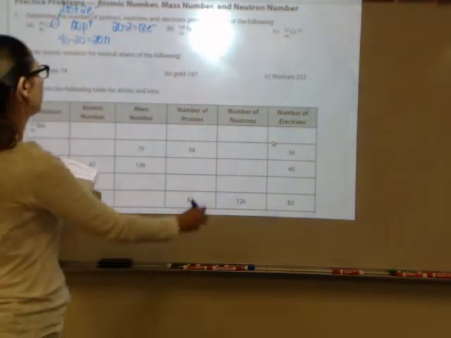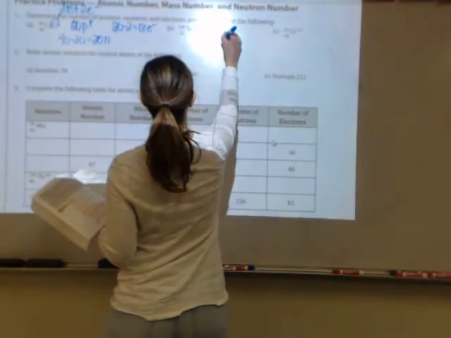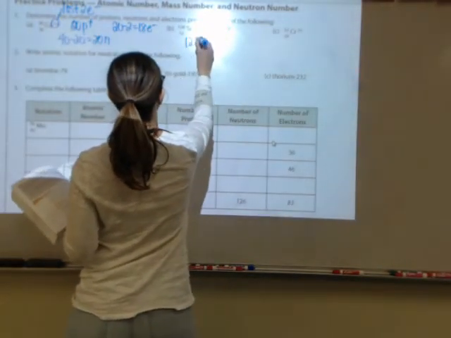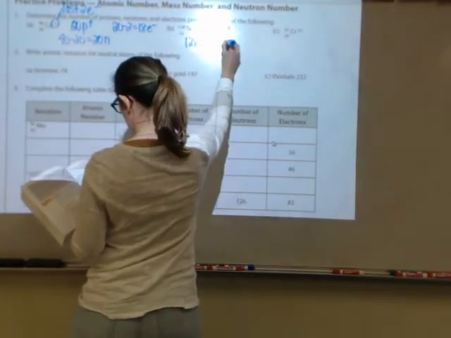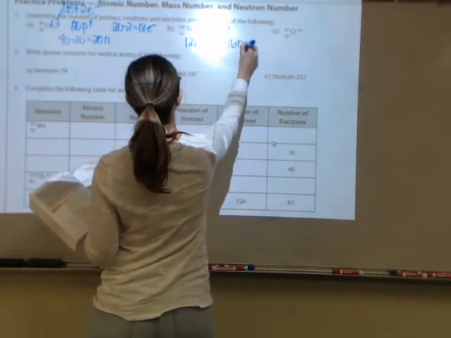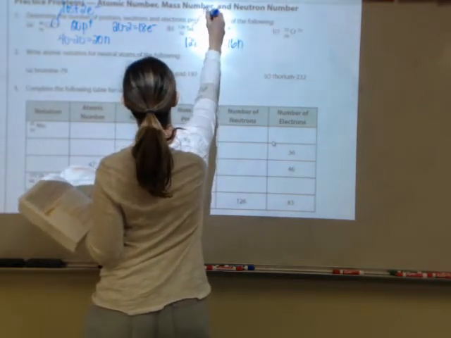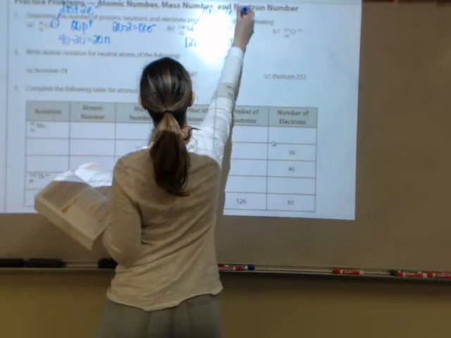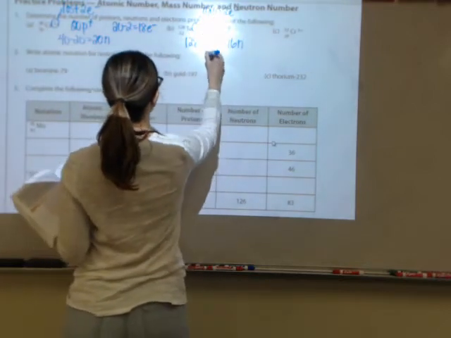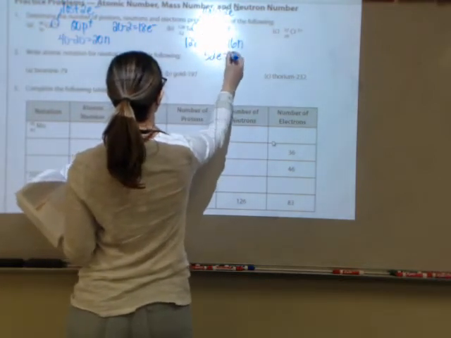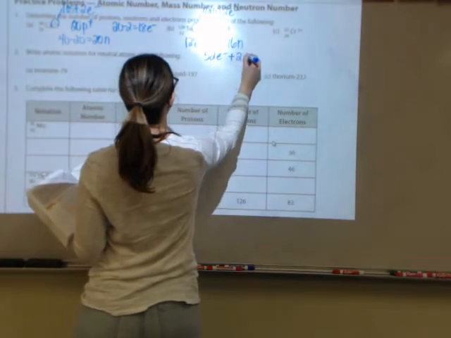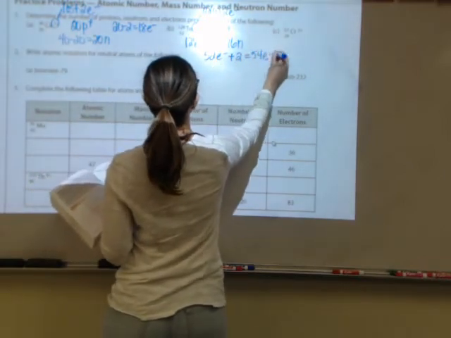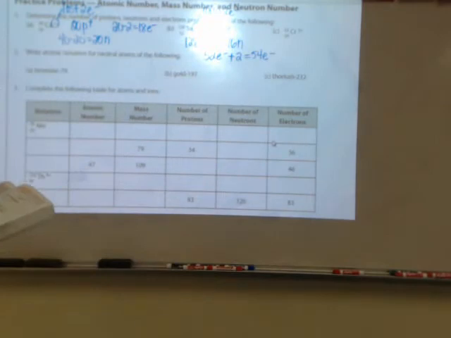For letter B, atomic number 52, 52 protons. 128 minus 52 is 76 neutrons. Negative 2 charge means I gained 2 electrons. Remember, if it's neutral, I have the same number of electrons as I have protons, but I need to add 2 because of that negative 2 charge, so I really have 54 electrons.